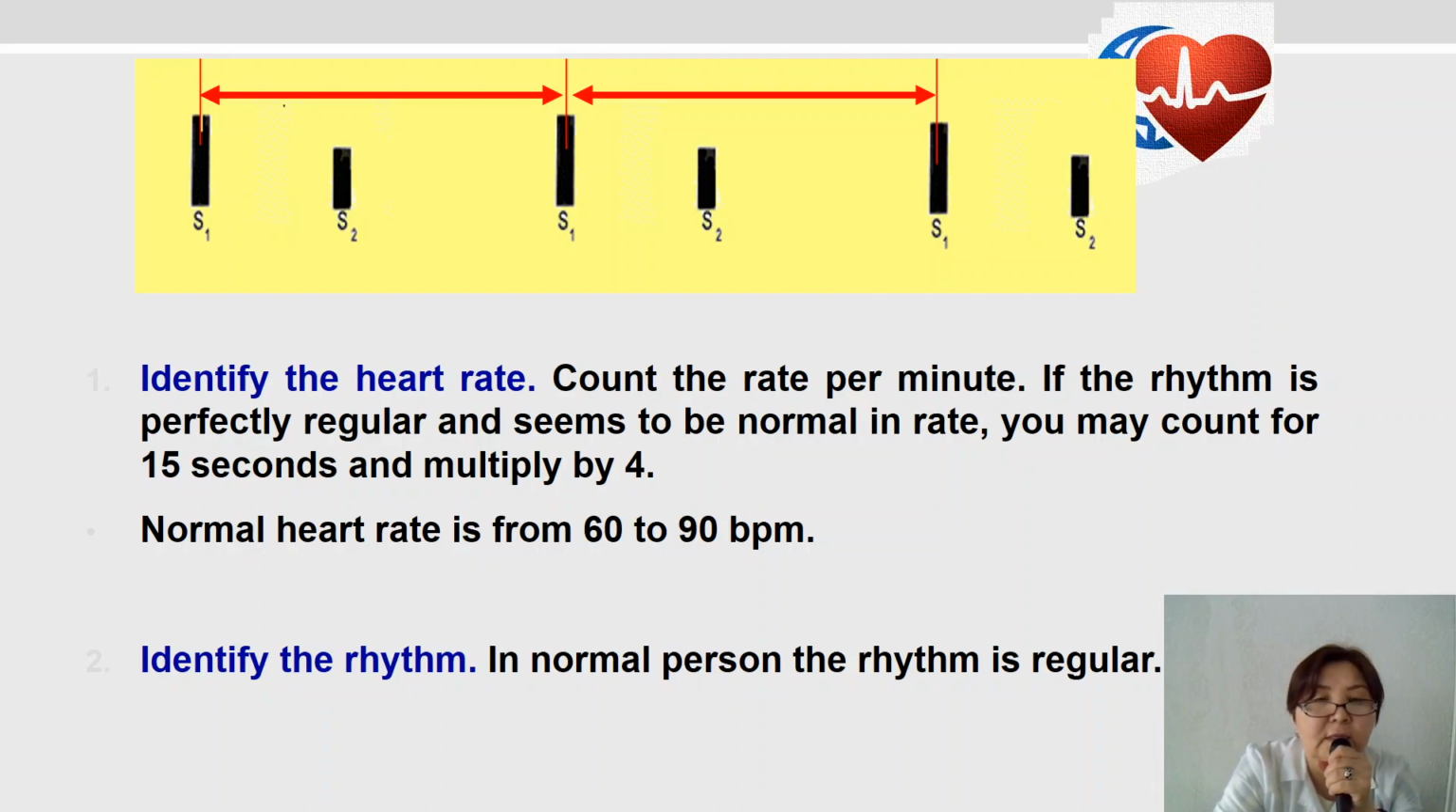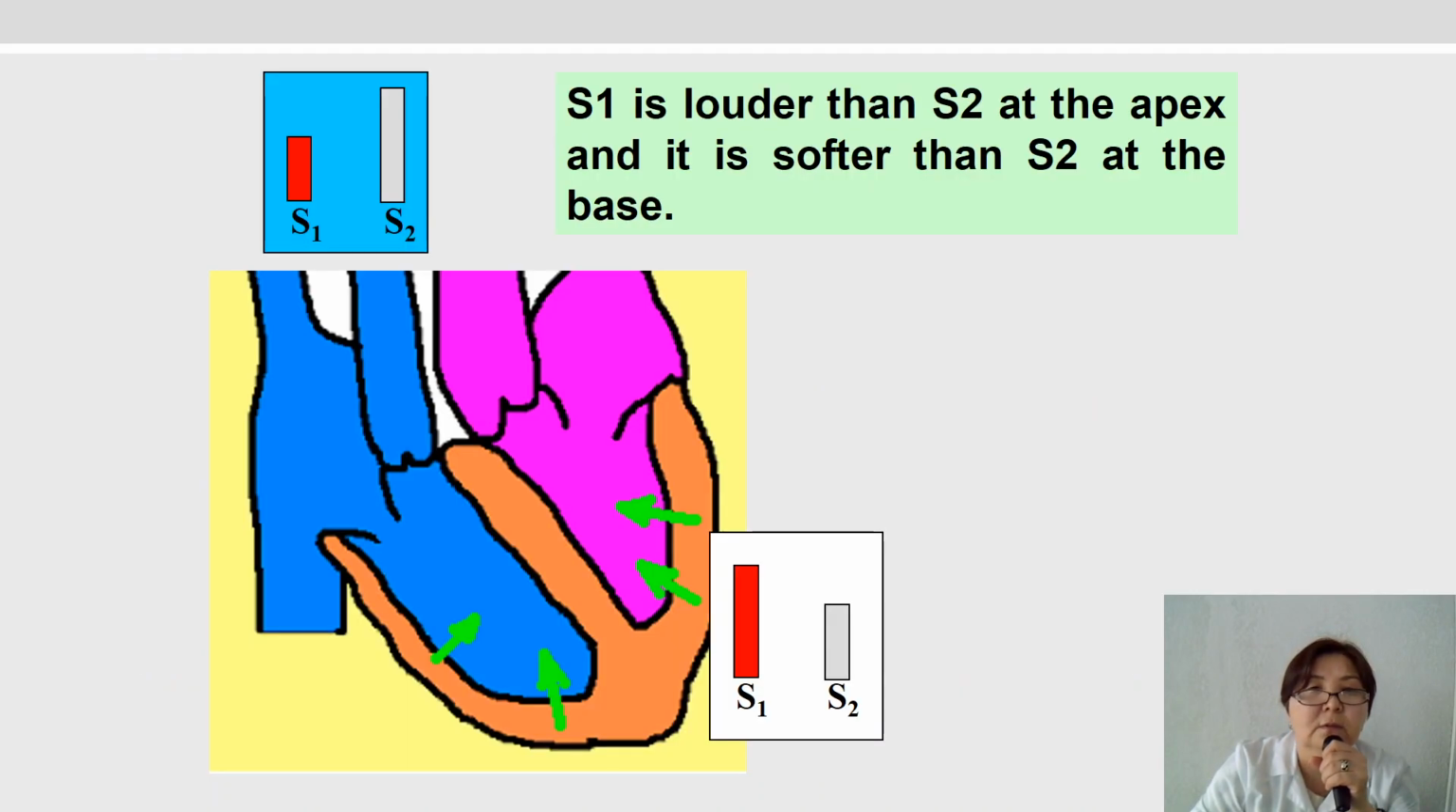Identify the heart rate. Count the rate per minute. If the rhythm is perfectly regular and seems to be normal in rate, you may count for 15 seconds and multiply by 4. Normal heart rate is from 60 to 90 per minute. Identify the rhythm. In normal persons, the rhythm is regular.